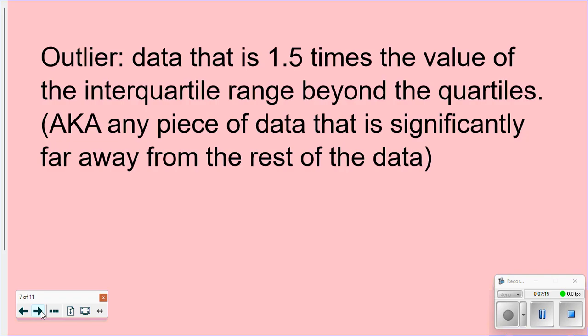All right, the next thing, the last vocabulary word I have for you is the word outlier. An outlier is basically a piece of data that's significantly farther away from the rest of the data points. And I didn't know until now that there's actually a mathematical formula you can use to figure out if there's any outliers. So I'm going to show you how to do that because I asked you to do that in your homework today, so I want to make sure that we're on the same page.